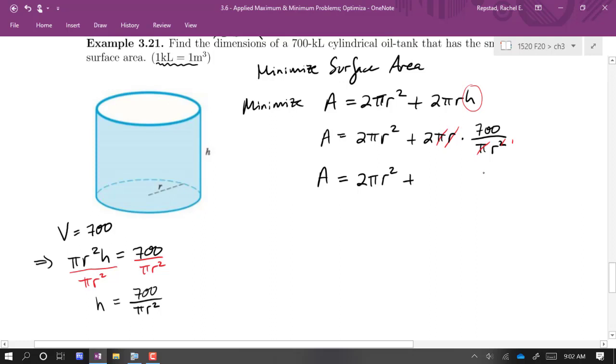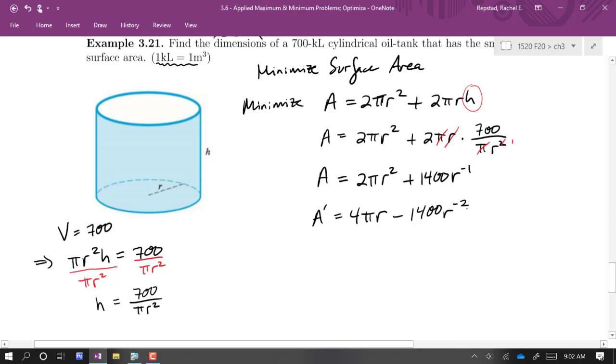So I got 1400 over r, and I'm going to write that as 1400 r to the minus 1 power, because that's going to be more convenient for taking the derivative. Now this is in a nice power rule friendly form. Let's go ahead and take the derivative. So we get 4 pi r minus 1400 r to the minus 2.